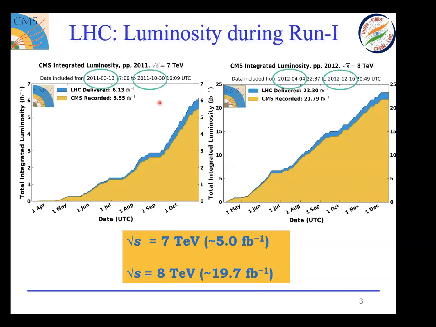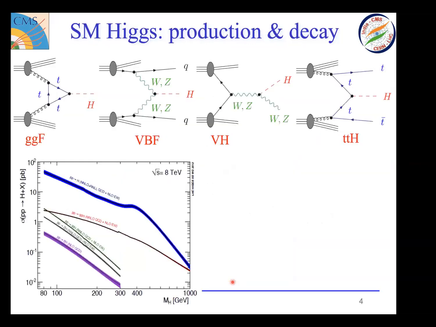And of course, the detector groups ensured that the data taking was very good. The recorded data was also very nice. And for the 8 TeV analysis, the center of mass energy of the analysis, we have this 19.7 femtobarn inverse of data. So this is the luminosity which I am going to talk about in my subsequent slides.